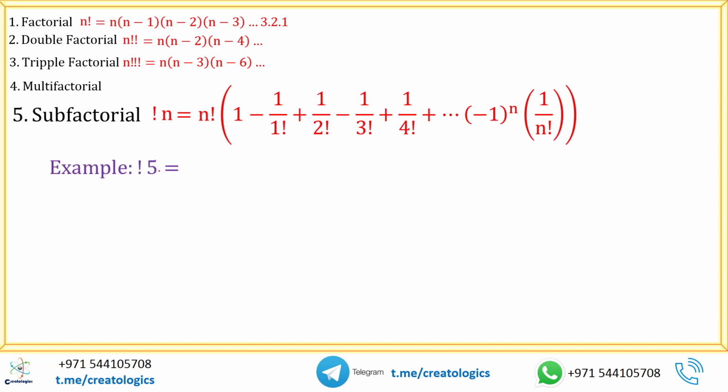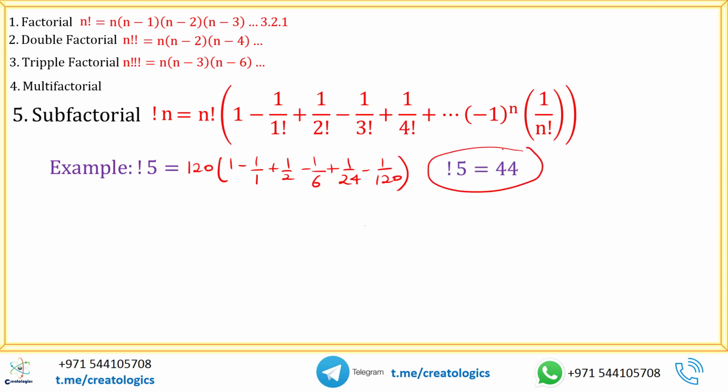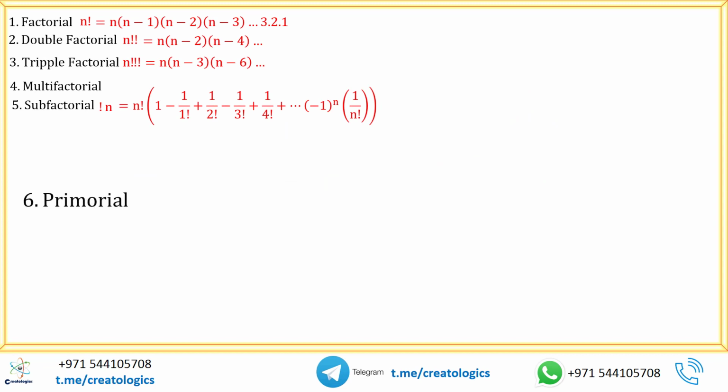For example, let's calculate the subfactorial of 5. It means you have 5 letters and you want to arrange them in 5 envelopes so that none of the letters goes to the correct envelope. So how many ways are there for the derangement? The answer will be 5 factorial, 120, times 1 minus 1 upon 1 factorial plus 1 upon 2 factorial minus 1 upon 3 factorial plus 1 upon 4 factorial minus 1 upon 5 factorial. When I solve it, I will end up getting the subfactorial of 5 as 44. That's the answer.